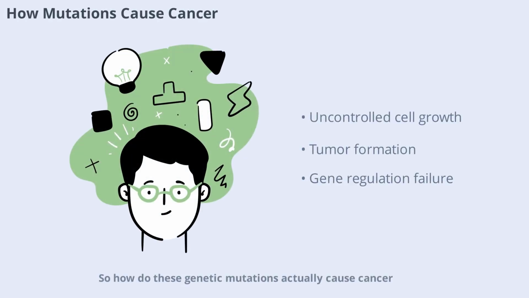So how do these genetic mutations actually cause cancer? Our bodies have built-in systems to control cell growth and repair DNA damage. When mutations occur in genes that regulate these systems, cells can start to grow uncontrollably. This unchecked growth forms tumors, which can invade nearby tissues and spread throughout the body. The more mutations a cell accumulates, the higher the risk it will become cancerous. That's why cancer is often described as a disease of the genes.